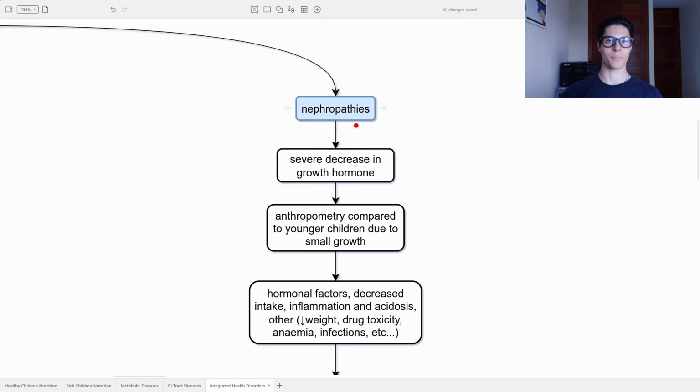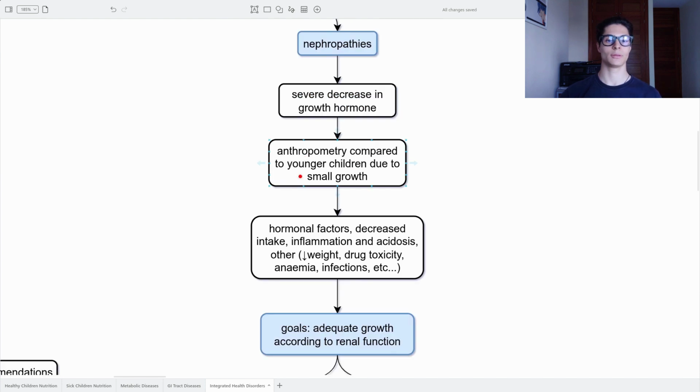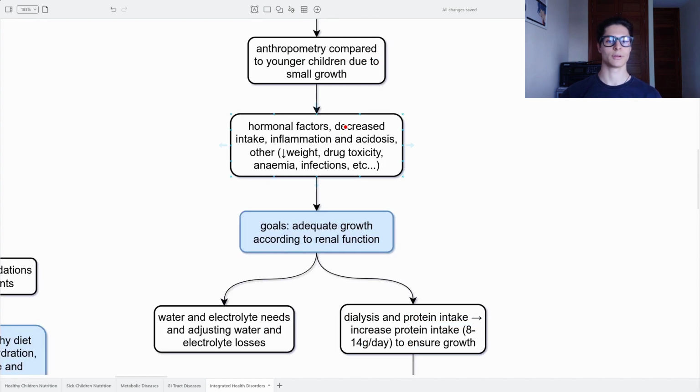And then we have nephropathies. They are correlated with a severe decrease in growth hormone. The anthropometry is compared to younger children due to the small growth. So when we do the ABCD, we do not compare with the other children of the same age, but with children that are younger. The hormonal factors, the decreased intake, the inflammation and the acidosis are the reasons why there is a low weight, the drug toxicity, anemia, infections and other problems.